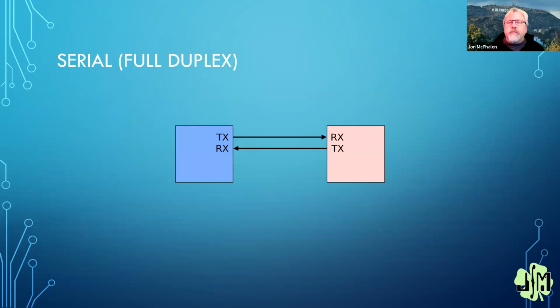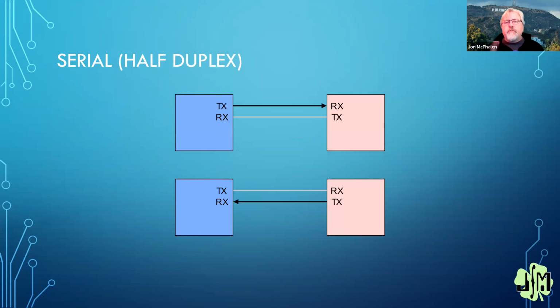It's for full duplex. Full duplex means we can talk and listen at the same time, right? In half duplex, only one side can talk. So in this case, the blue guy is talking to the pink lady. And in this case, she's responding back saying, yes, I'd like $1 million. Thank you very much.